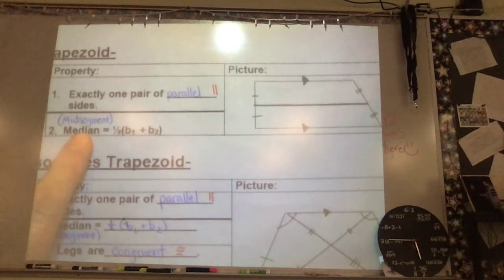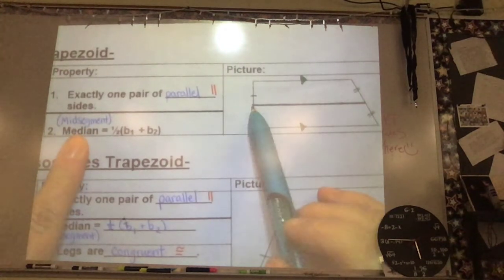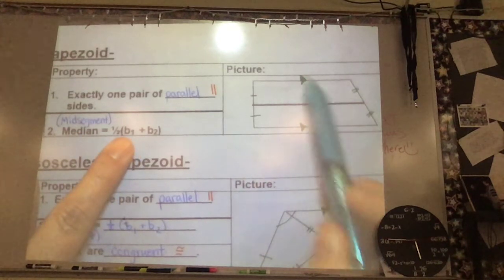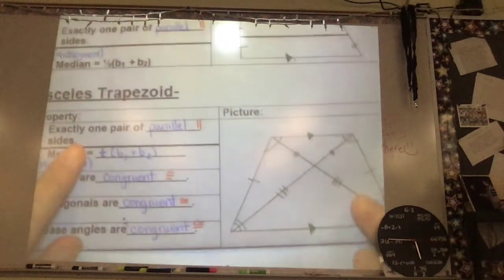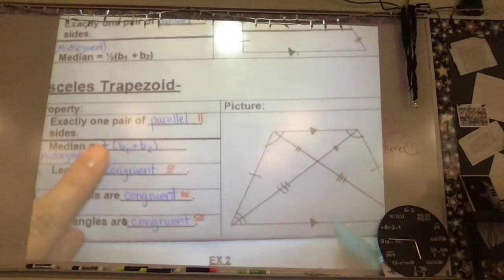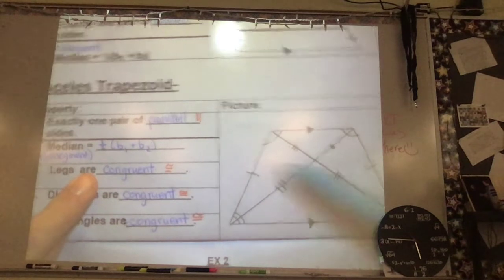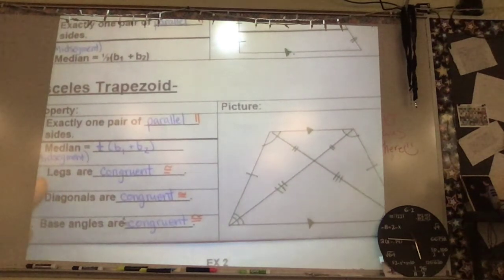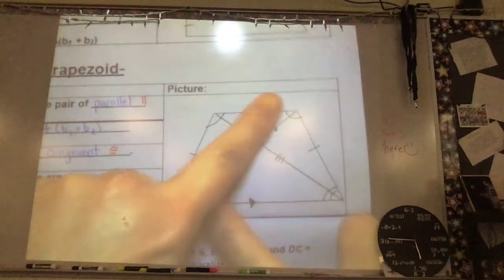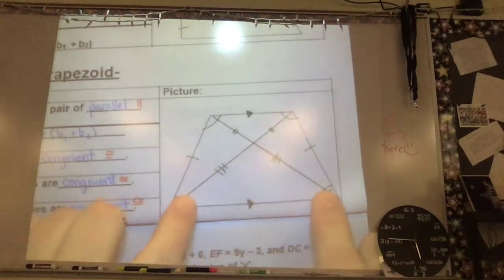It's the same thing. The median or mid-segment connects the midpoints of the legs, and its length is 1/2 the sum of the bases, which is also true in the isosceles trapezoid, but you have all kinds of other special things here. You have 1 pair of parallel sides, same thing with the median. The legs are congruent, the diagonals are congruent, and the base angles are congruent. Don't forget, you've got 2 bases in a trapezoid, so you have 2 sets of base angles here.